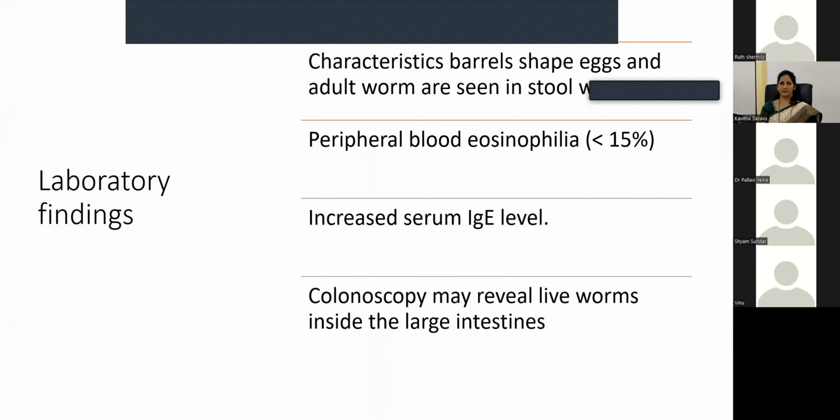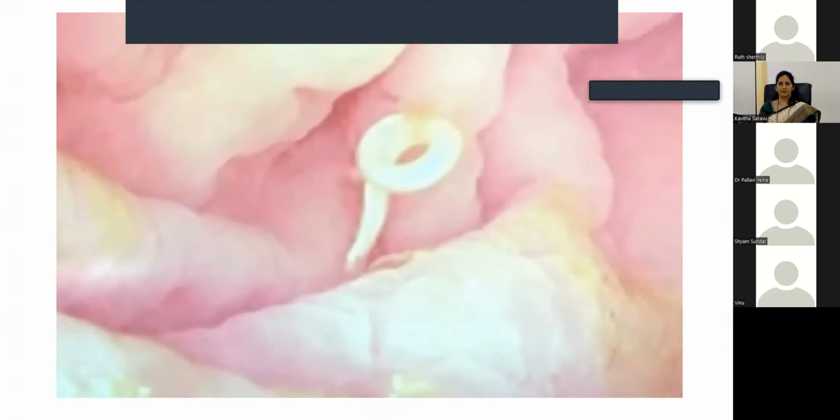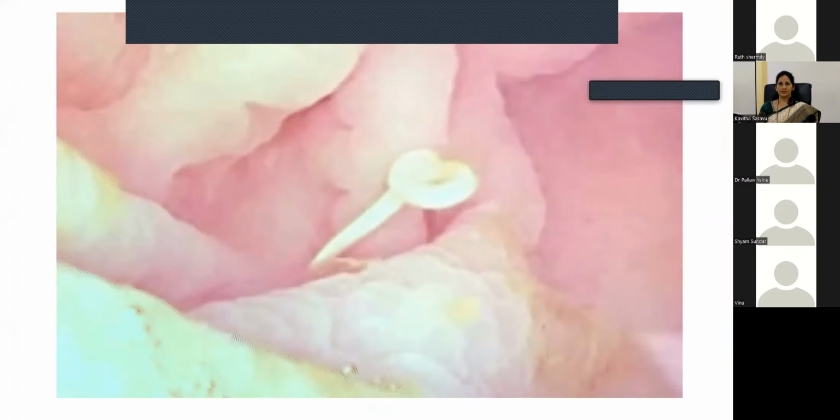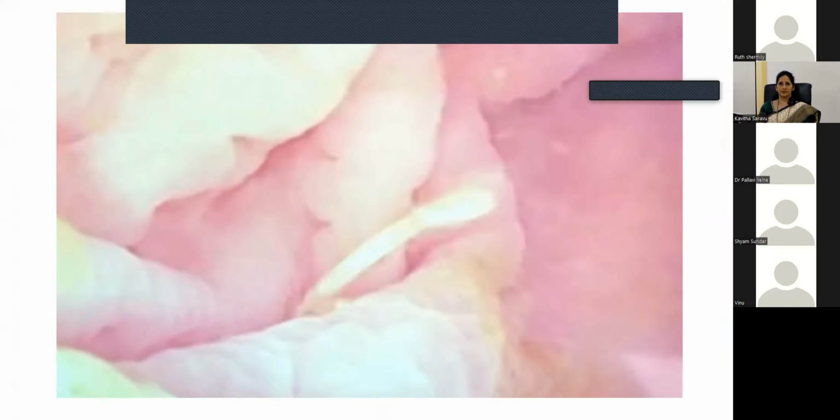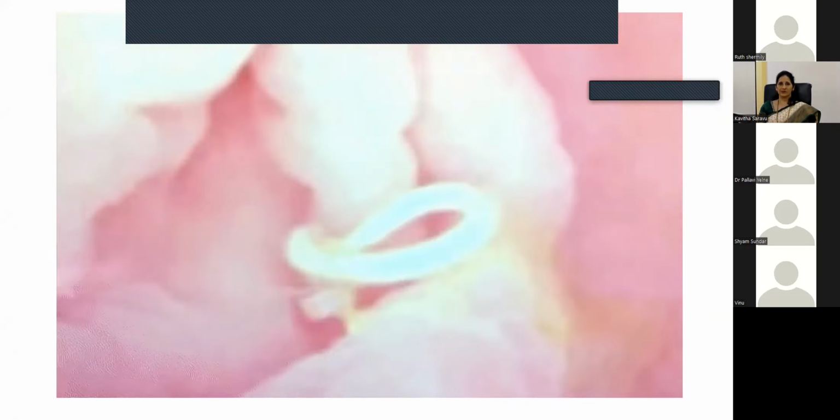So characteristic barrel-shaped eggs, eosinophil counts, increased IgE level, and colonoscopic finding will confirm the diagnosis of Trichuris trichiura. And this is a colonoscopic video of a child where you can see a lot of worms attached to the intestinal mucosa. The anterior end is attached and the posterior end is free, right?